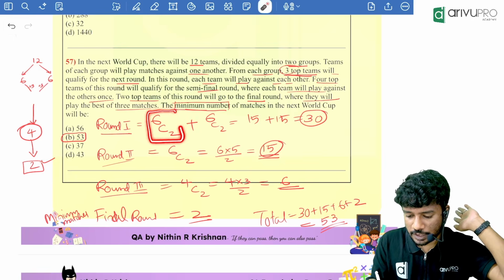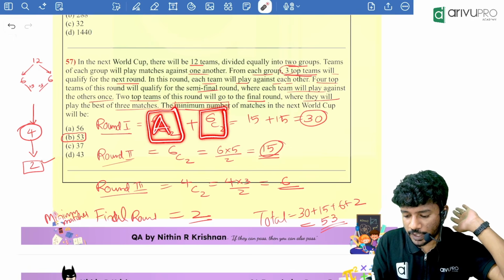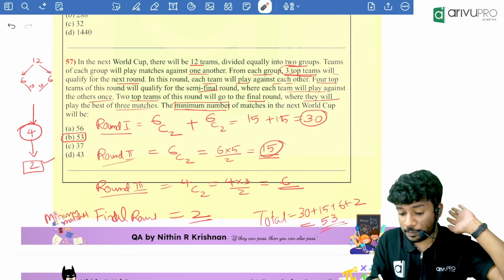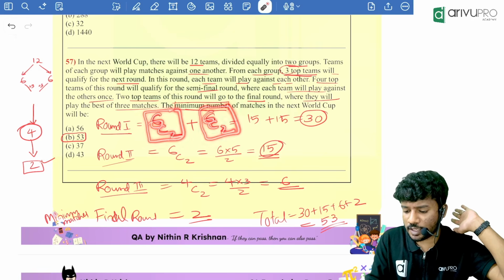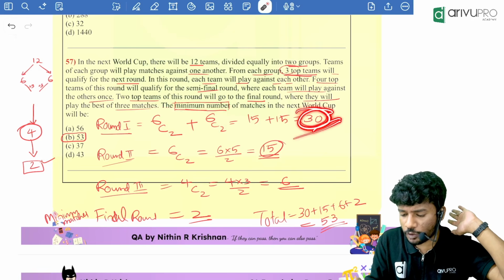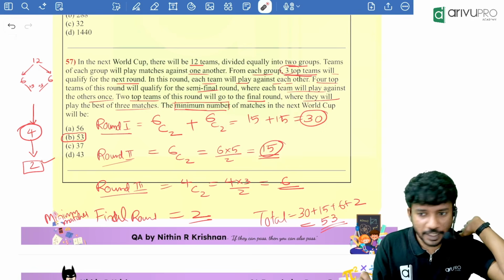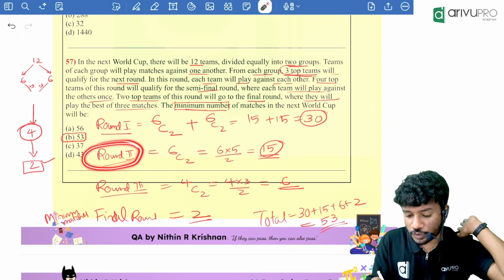In round 1, there is group A, group B. In both the groups, 6 teams are there. So how many matches will be played in group A? 6C2 matches. In group B, how many matches will be played? 6C2 matches. That means in total, 30 matches are played in round 1.